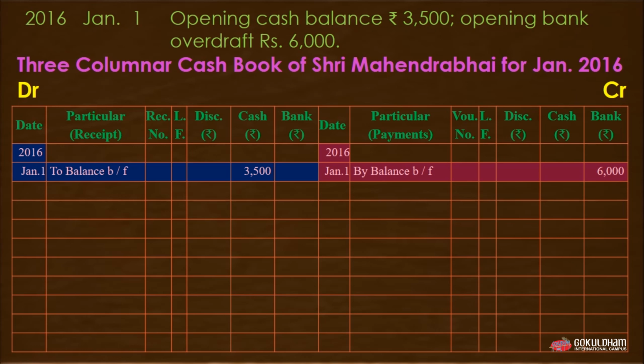Then bank overdraft. Bank overdraft means it is our bank balance but a credit balance. So it is recorded in this cash book at the credit side. We write in the date column 2016 January 1st. Then in the particular column, in the payment column, we will write by balance BF, and in the bank column we will write 6,000 rupees.